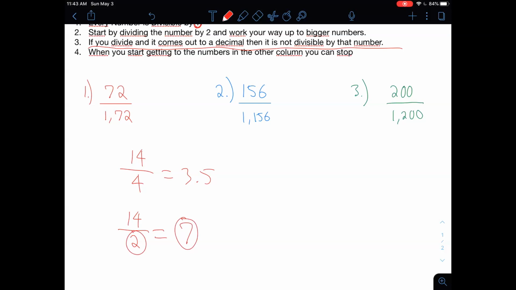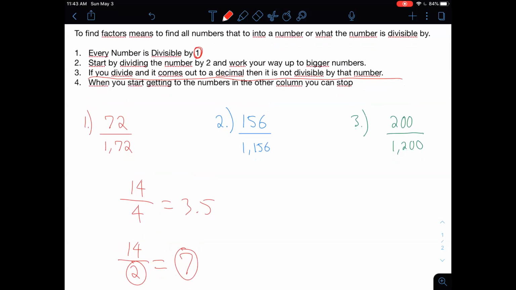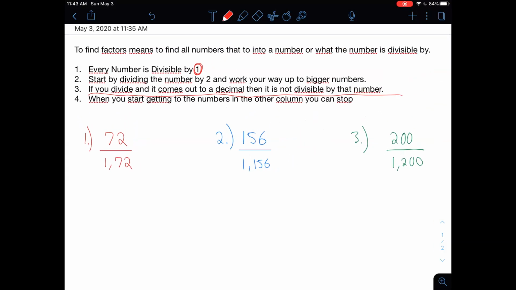So you can divide 14 by 4, that's fine, but if it comes out to a decimal like this, that means that 3.5 and 4 are not factors. It has to come out to a whole number. It has to divide evenly by that number, okay? So if you divide and it comes out to a decimal, that means you need to move on. That's not one of the numbers that it's divisible by. Okay, so let's go ahead and work our way up. And then we'll talk about the bottom line in a little bit here, okay?